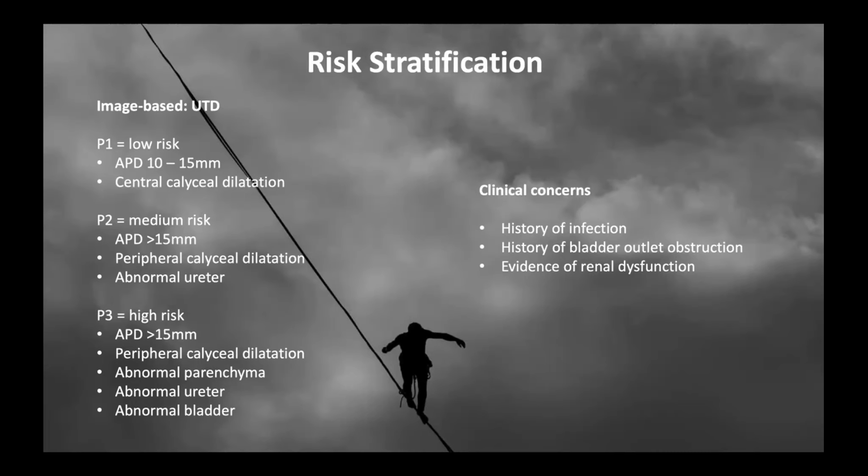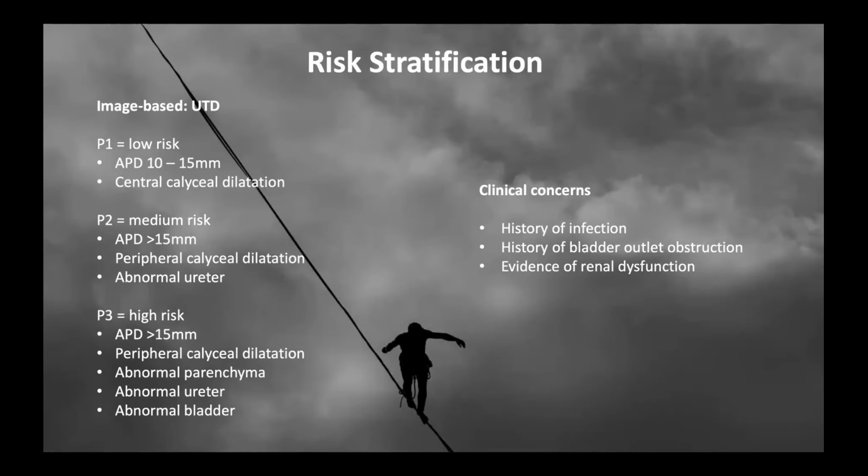So obviously the worse your hydronephrosis is, so the wider your APD is, the more parenchymal damage or abnormal parenchyma you have, and the more abnormal your ureter is, the higher risk you would consider your patient. But I think the clinical picture is really, really important as well. So children where there's a history of infection, and particularly when there's a history of recurrent UTIs, I would always consider high risk and consider intervening.